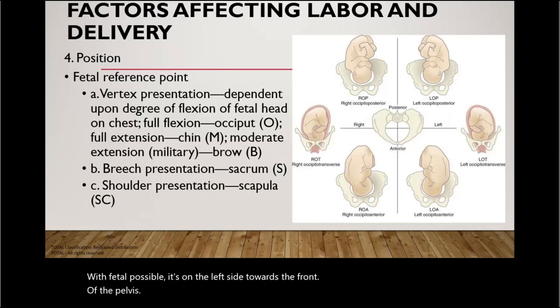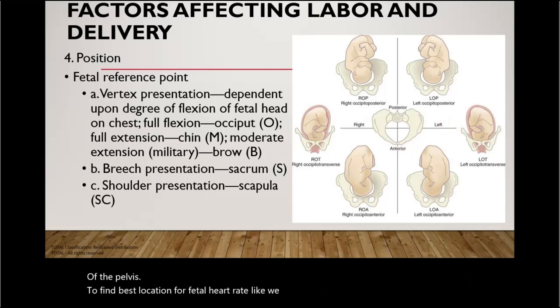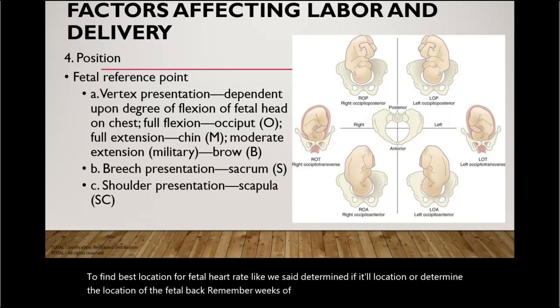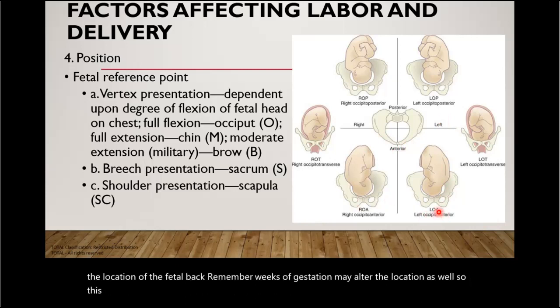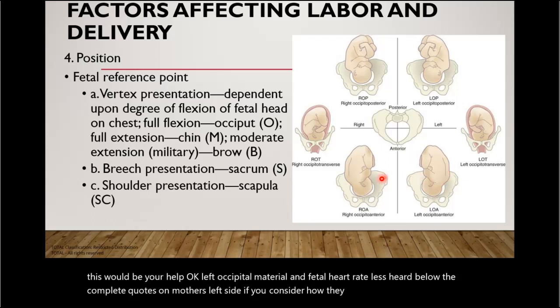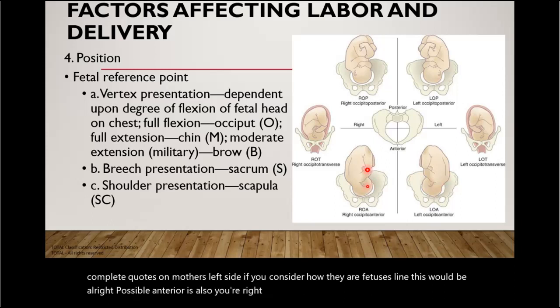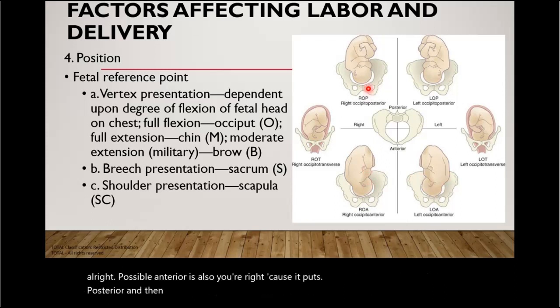To find the best location for fetal heart rate, like we said, determine the location of the fetal back. Remember, weeks of gestation may alter the location as well. So this would be your LOA, left occiput anterior, and fetal heart rate is best heard below the umbilicus on the mother's left side. If you consider how the fetus is lying, this would be your right occiput anterior. There's also your right occiput posterior, and then there's also your right occiput anterior. So these are all different positionings with reference to the fetal reference points.